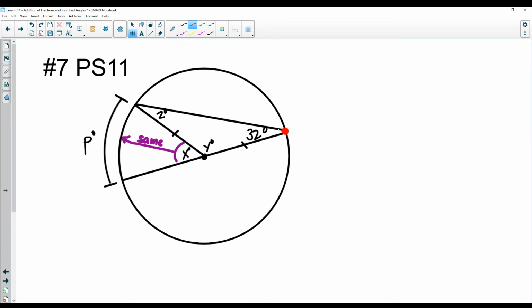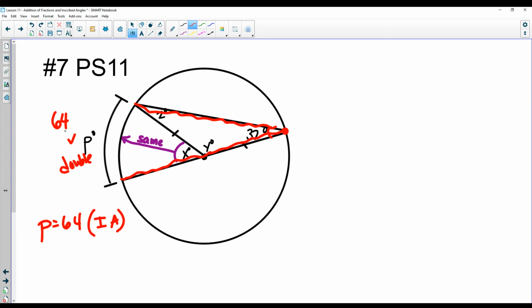So inscribed angle has a vertex on the circle. So this angle 32, if I trace the rays out from the vertex until I get to the edge of the circle, I get P. So remember, our relationship is double. The arc is double the angle. So if the angle is 32, we're going to double that and get P is 64. So P is 64 by inscribed angle.